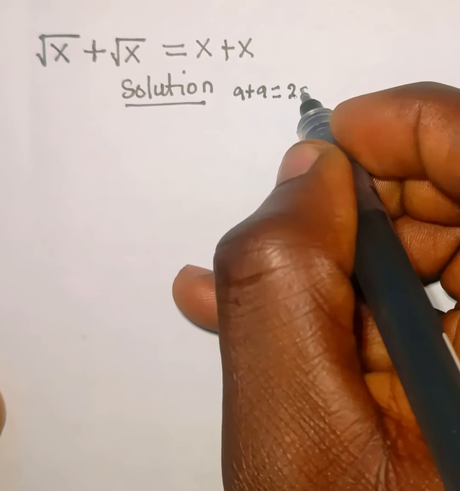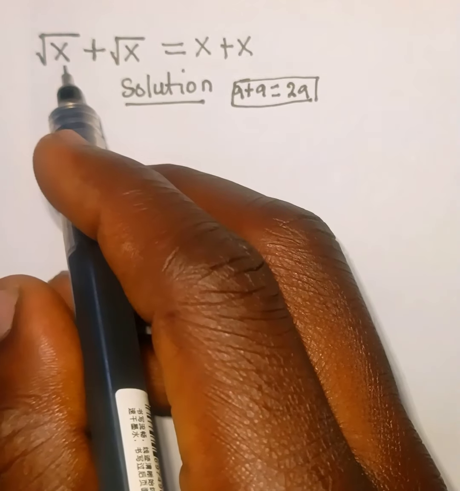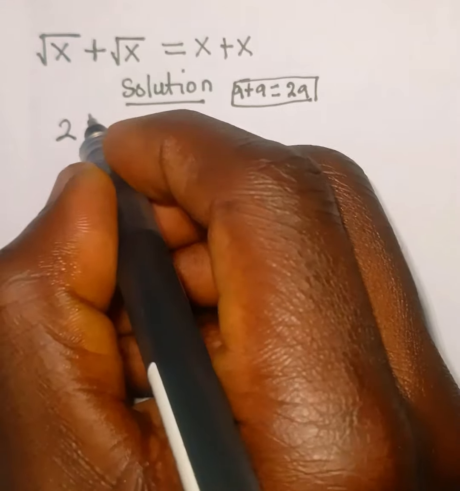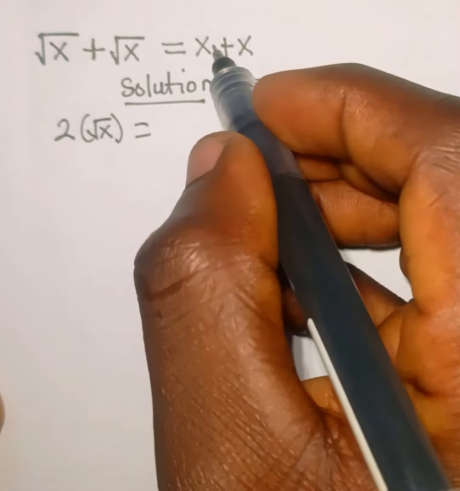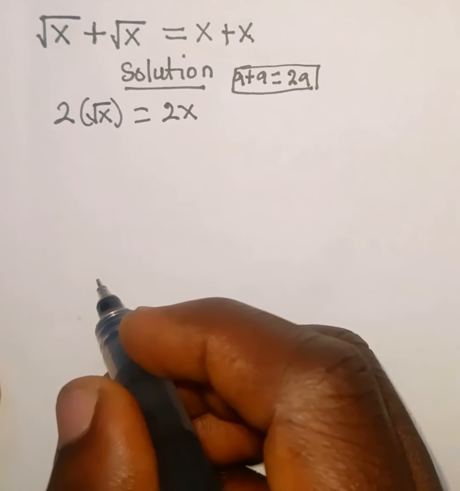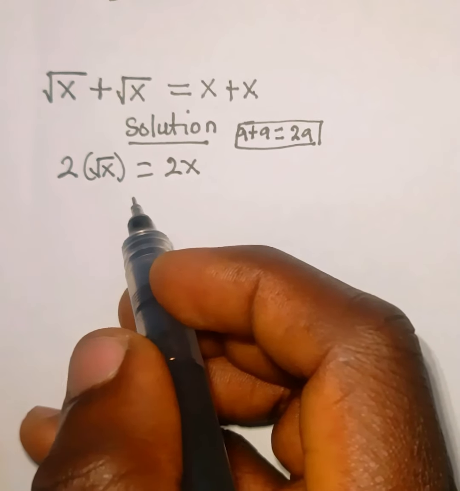This is the same as 2a. So therefore, when we have square root of x plus square root of x, this is going to be the same as 2 times square root of x, which is equal to x plus x, which is going to give us 2x. The next thing we're going to do is to divide both sides by 2, since we have 2 on both sides, to cancel out the 2.